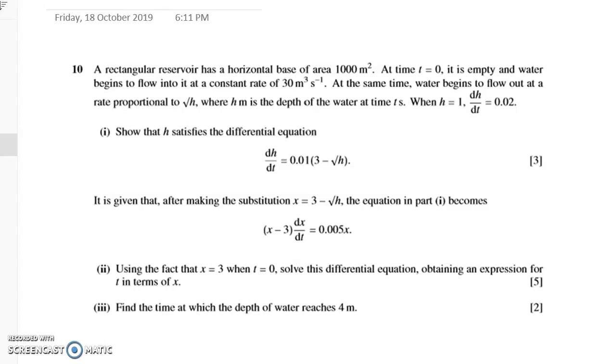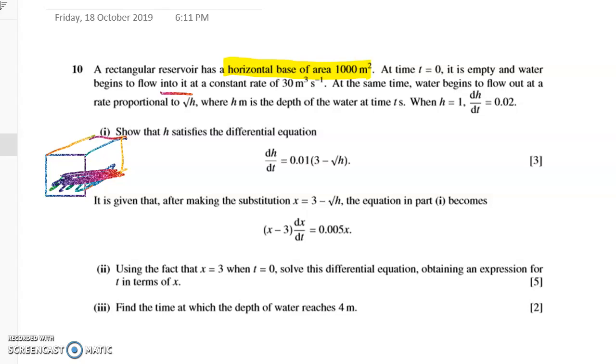A rectangular reservoir has a horizontal base area of 1,000 metres squared, and you know that I'm going to tell you to draw a picture of that straight away. All right, so this is my base reservoir. Oh, look, it's drawn really nicely. So we know that the base of that is 1,000 metres squared, and we're going to call the height of that h. At time t equals 0, it's empty.